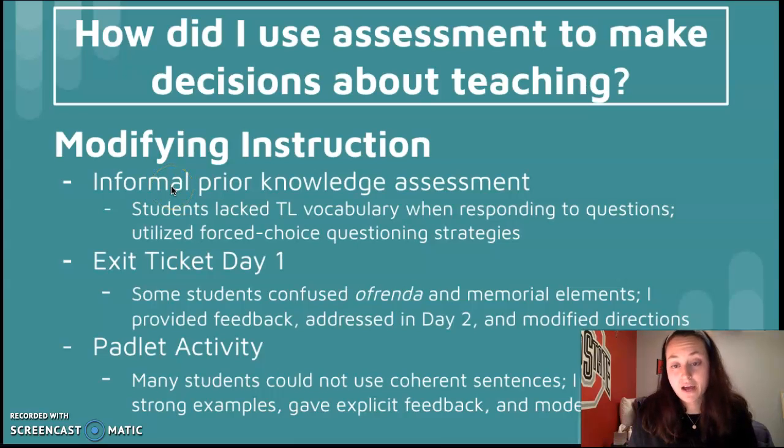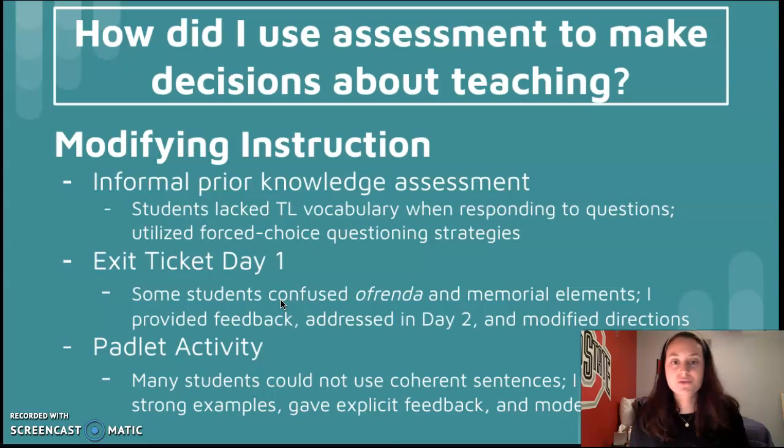Although I was not able to have students fill out those can-do statements, I did conduct a brief formative assessment of prior knowledge during my initial instructional conversation. I observed with the open-ended questions that students lacked the target language vocabulary to be able to successfully respond. Thus, I utilized forced choice questioning strategies to help facilitate their language acquisition until they were able to eventually produce more. Additionally, I modified my instruction in light of my first formative assessment, which was my day 1 exit ticket.